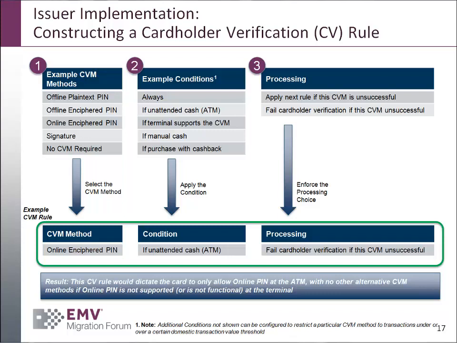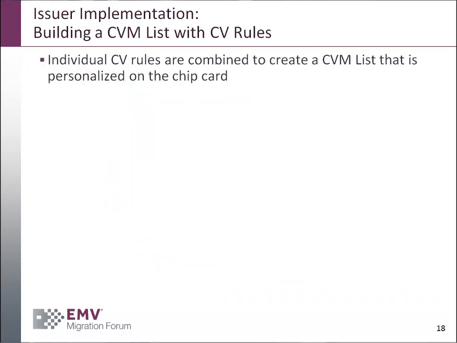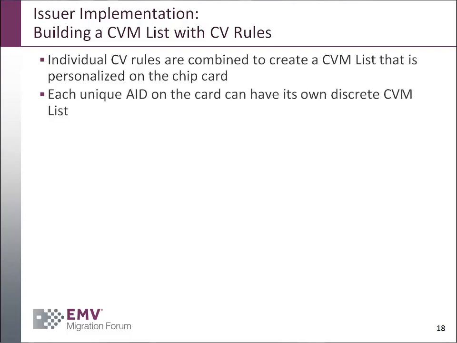If the AID needed to support additional CVMs, this three-step process would be repeated for each individual CVM that will be associated with that AID. After all of the CV rules have been built, the individual CV rules are then combined to create a CVM list that is personalized on the chip card. Each unique AID on the card can have its own discrete CVM list.